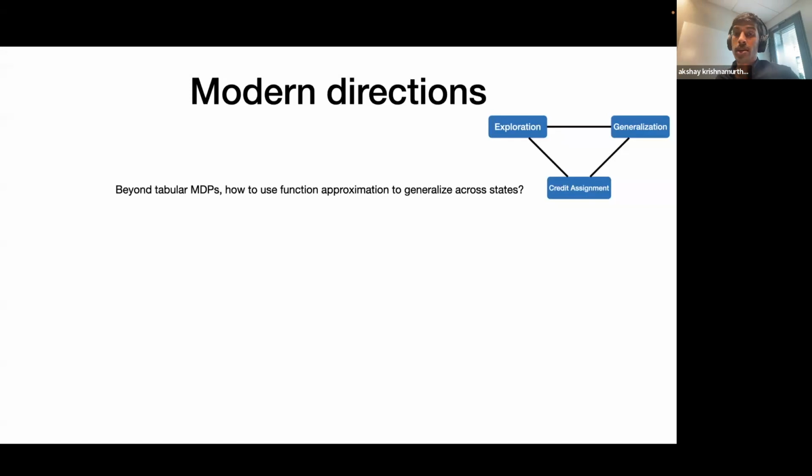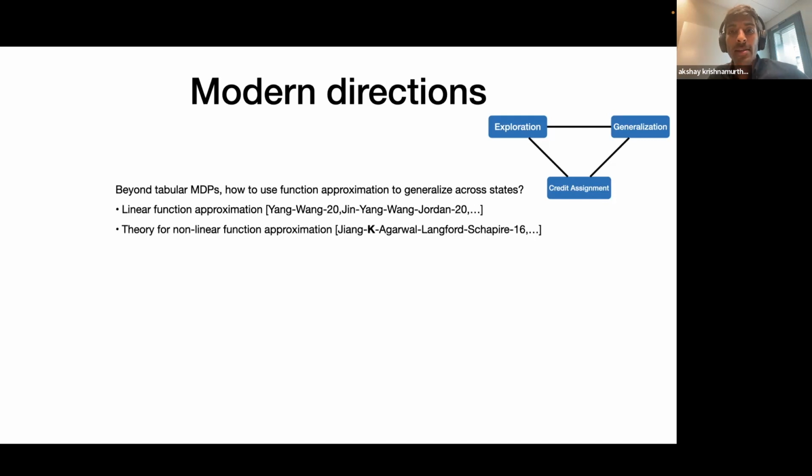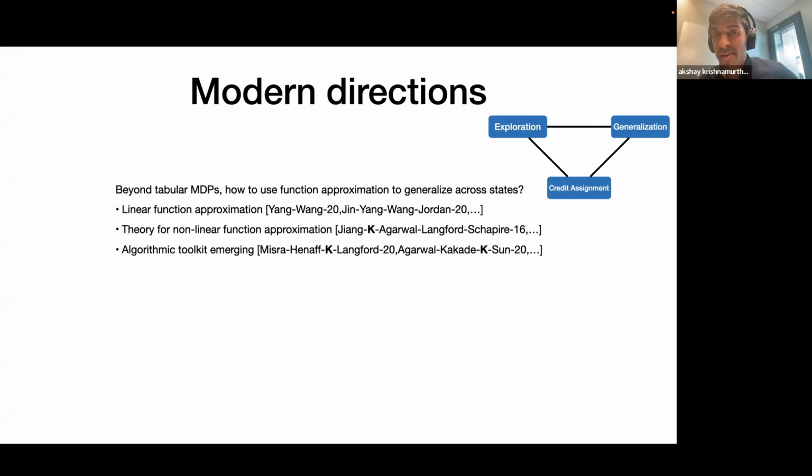And so this question is going beyond tabular MDPs and is asking, how can we use function approximation to generalize across states so we don't have to pay even poly S, say? And so here there's a bunch of work on linear function approximation. And then some work that me and people at MSR have been doing is building a theory for nonlinear function approximation and some algorithmic toolkits for methods that are, in principle, compatible with deep learning.